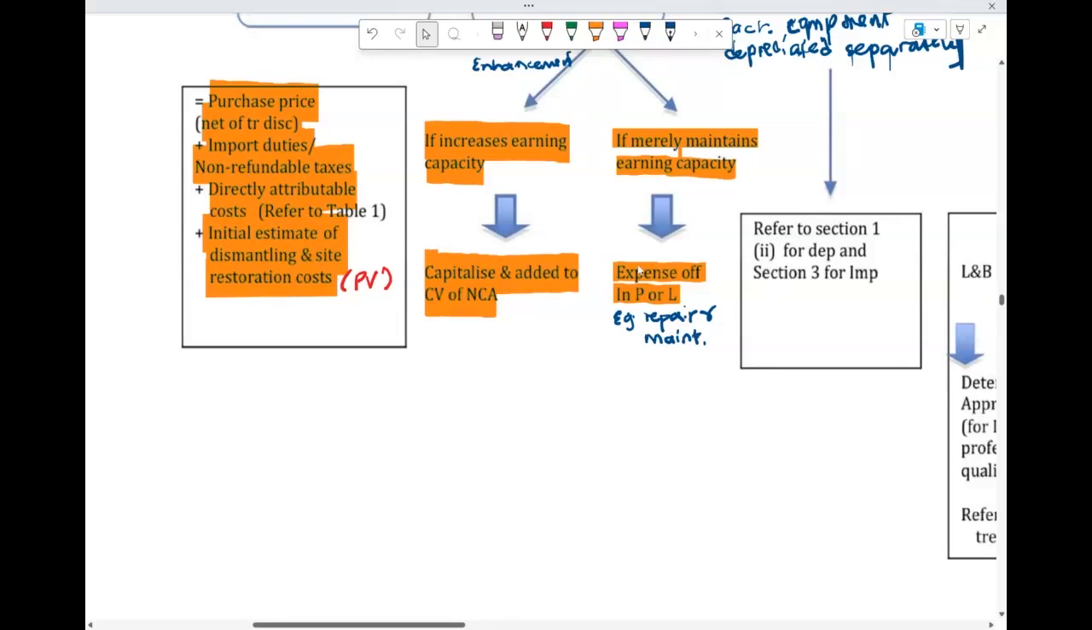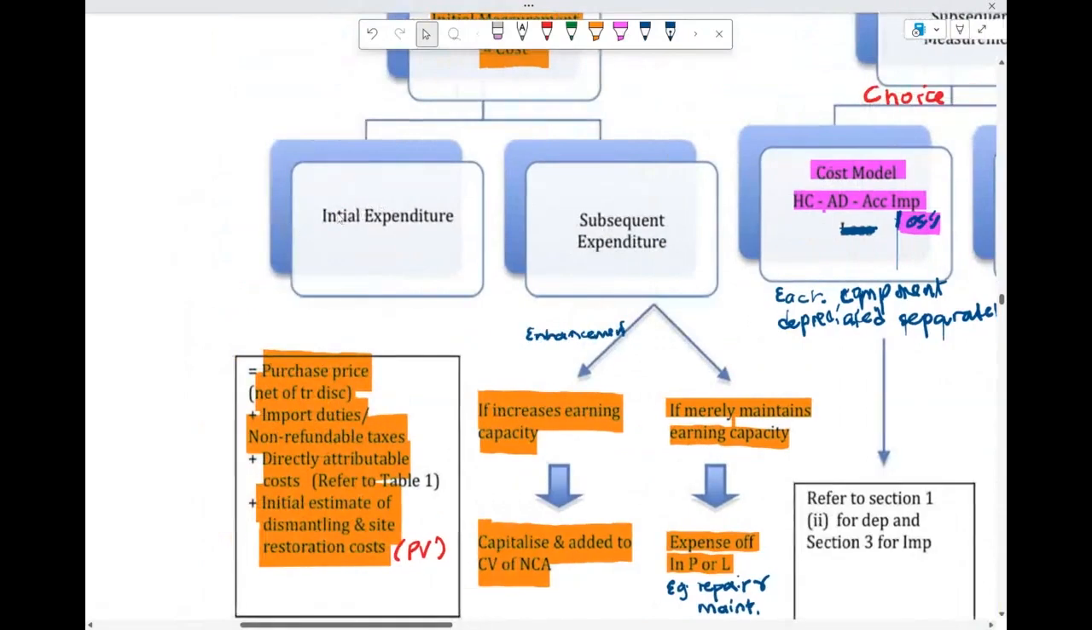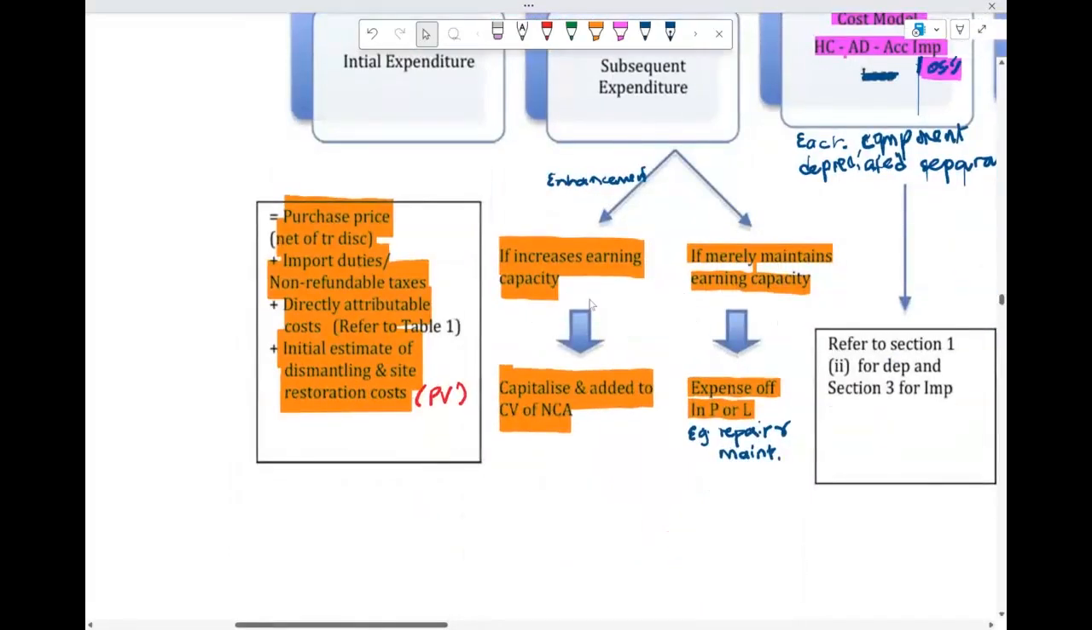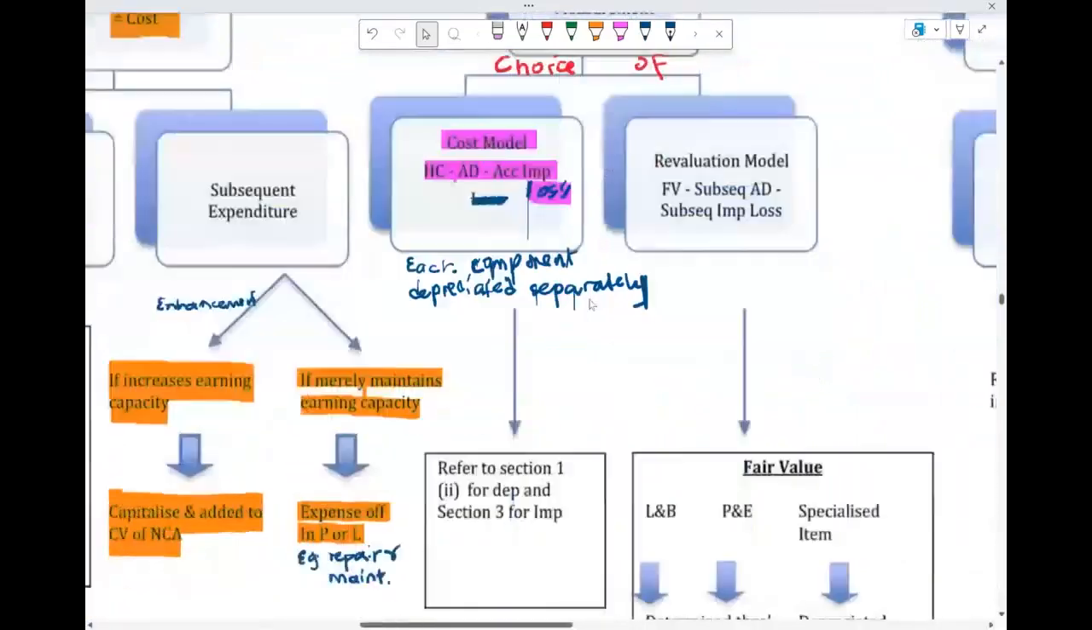Okay, so we're done. So that's subsequent expenditure. First time expenditure, easy. Okay, if it's purchase of machinery or whatever, it will definitely be capitalized as PPE. But subsequent expenditure, then you have to be careful. Should I add it to your PPE or should I expense it off? So it all depends on whether it maintains earning capacity or it improves earning capacity. Clear? Okay, so now we're going to look at revaluation model.